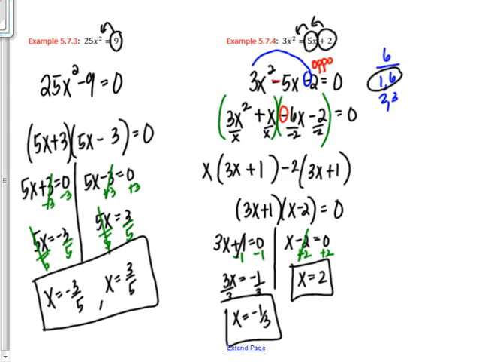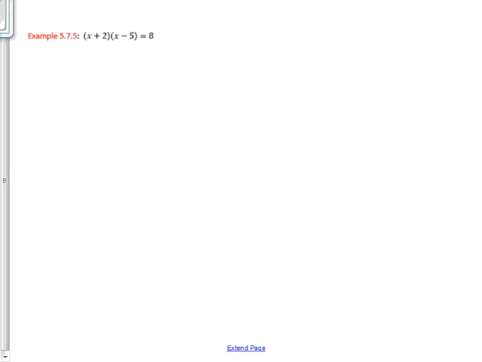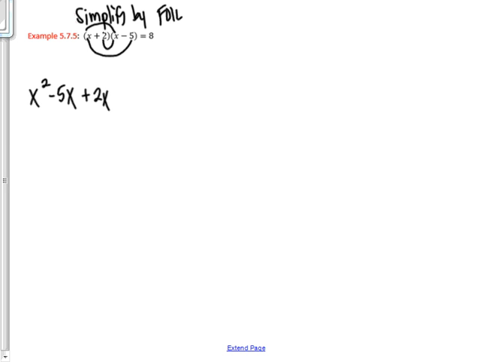And then finally, this one looks completely funny. What you have to do first is simplify this side. And binomial times binomial, you FOIL it out. So let's do that. First one first. It's going to be x squared. Outside is a negative 5x. Inside is a positive 2x. And last times last is a negative 10. And then you know this 8's going to have to go over and be a negative 8.